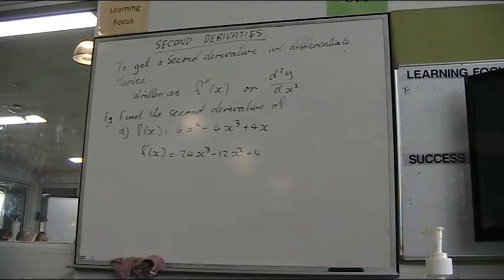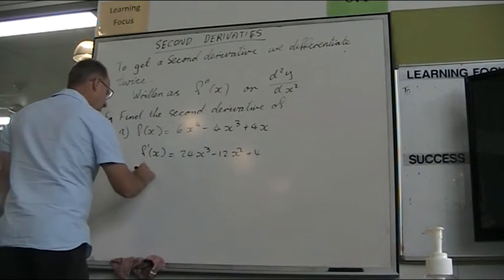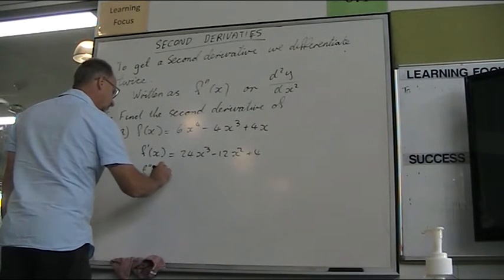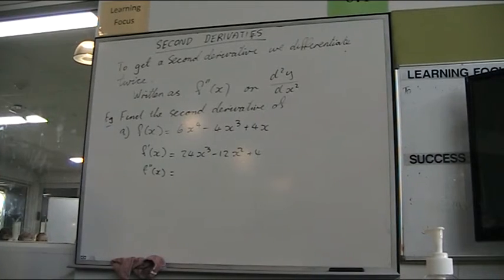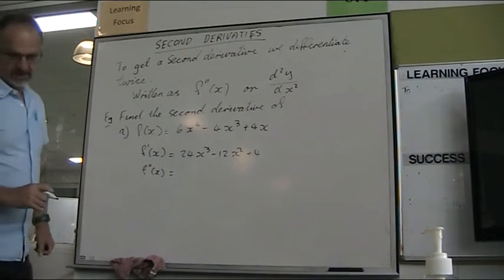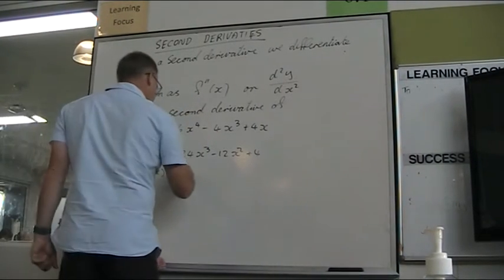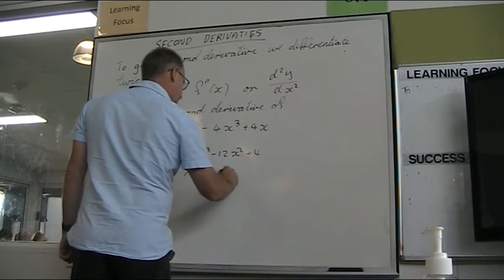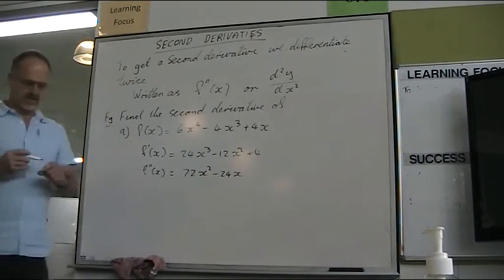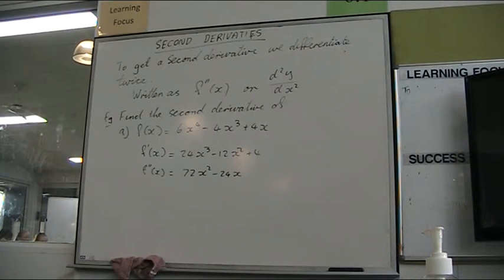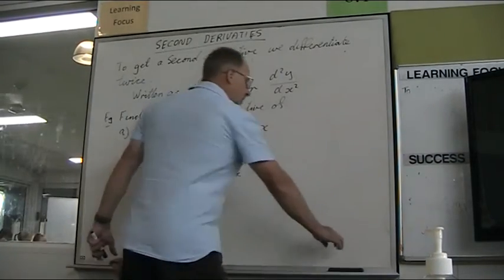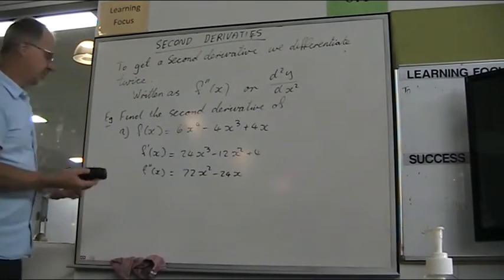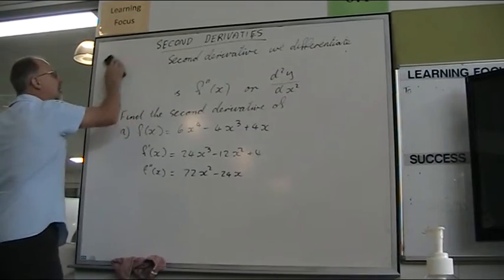And then to get the second derivative, we now differentiate that result. So 3 lots of 24 is 72, is it? So 72x squared minus 24x. And then of course the number, and there it goes. So there's our second derivative. Alright, that one's pretty straightforward. Sometimes there's a little bit more mucking around.